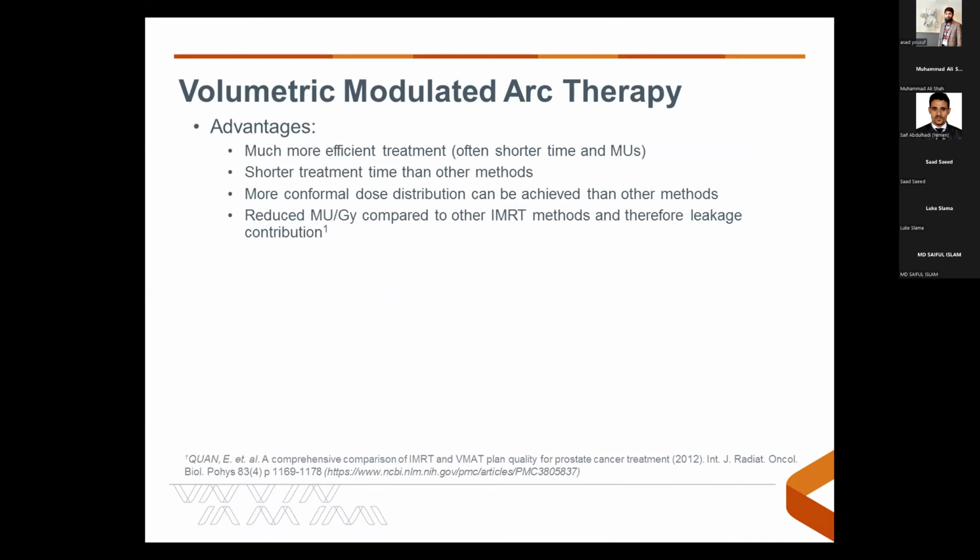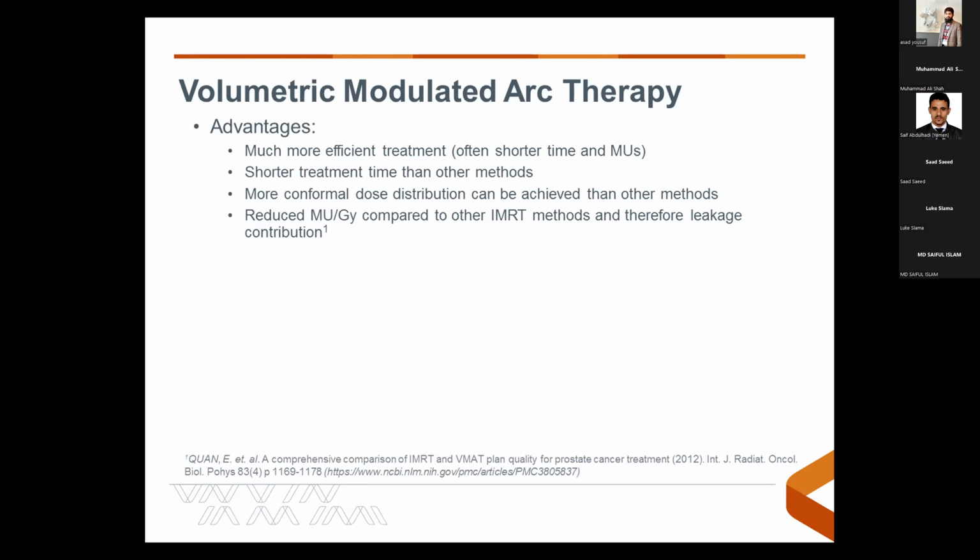So the advantage of VMAT compared to the other techniques is that it's a much more efficient treatment. It often has a shorter time than the other methods, and shorter MU per grade compared to the other IMRT methods. Because it has less MU per grade, it has less leakage contribution compared to the other IMRT methods. And you can get a much more conformal dose distribution to the planning target volume compared to other methods as well.